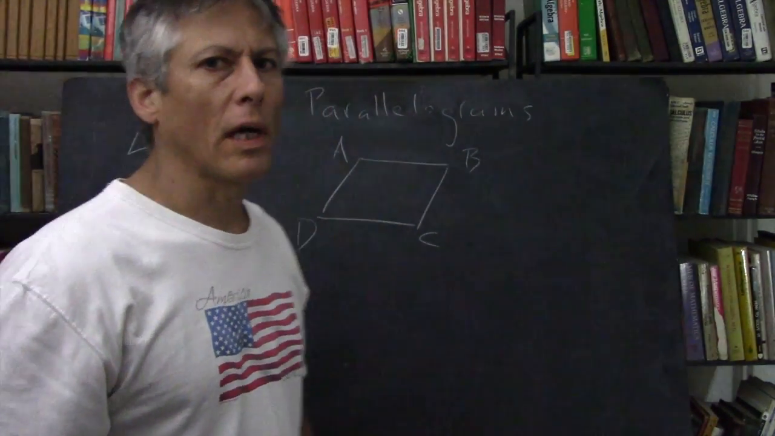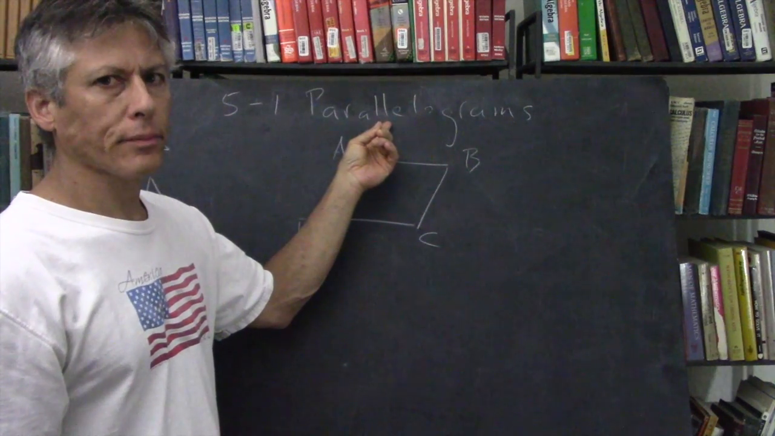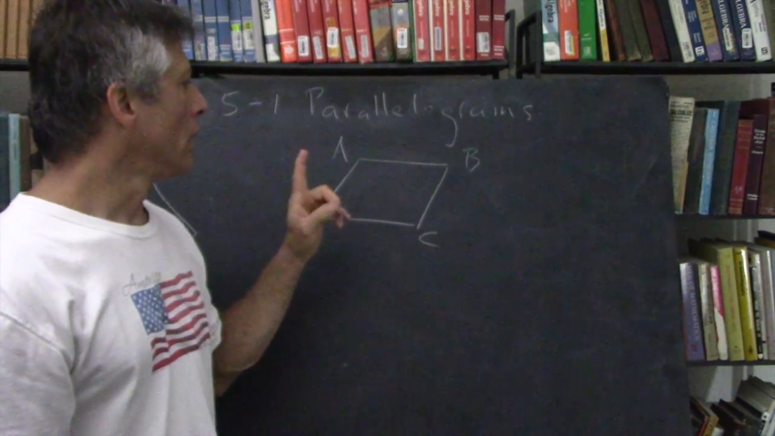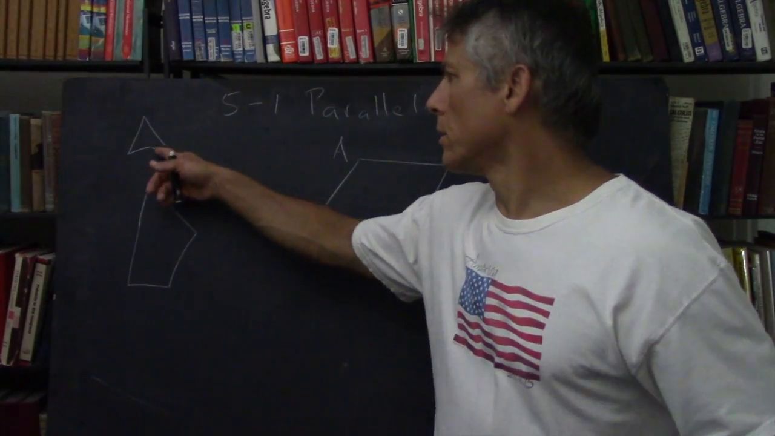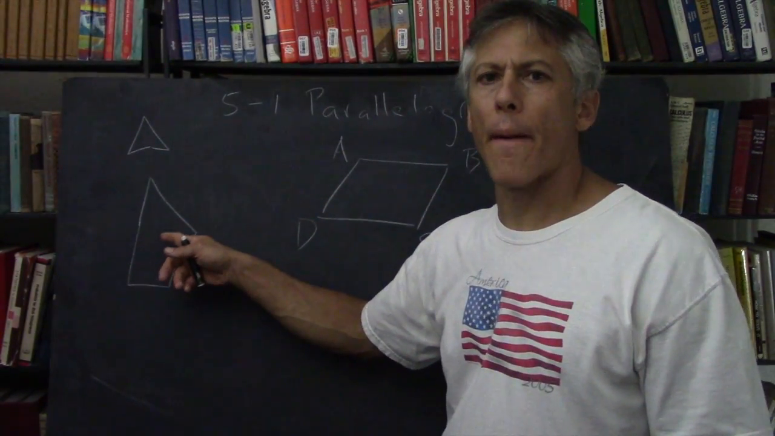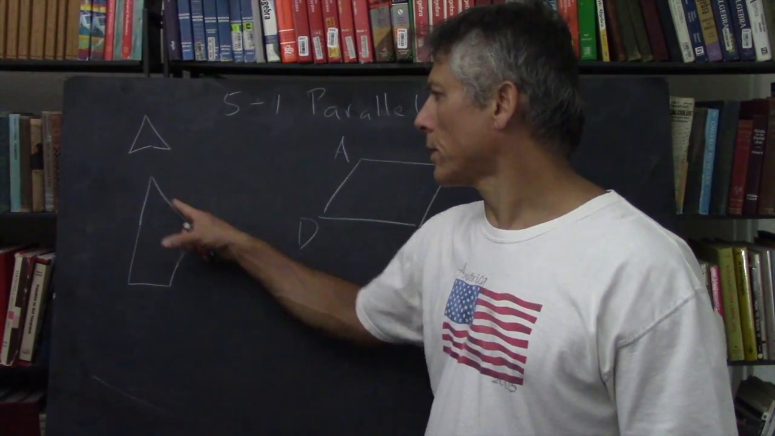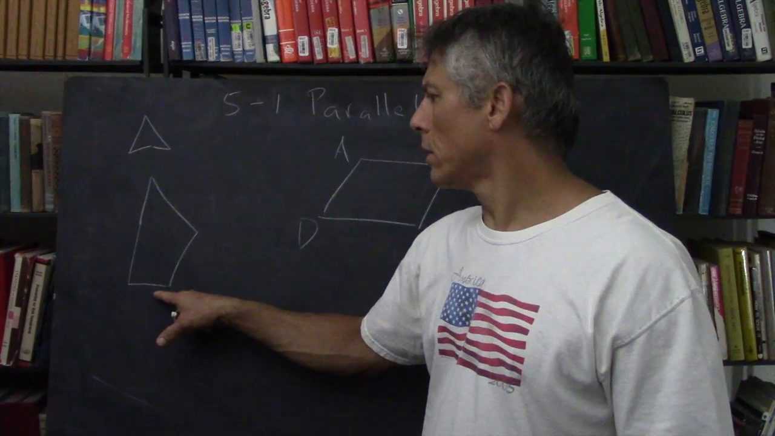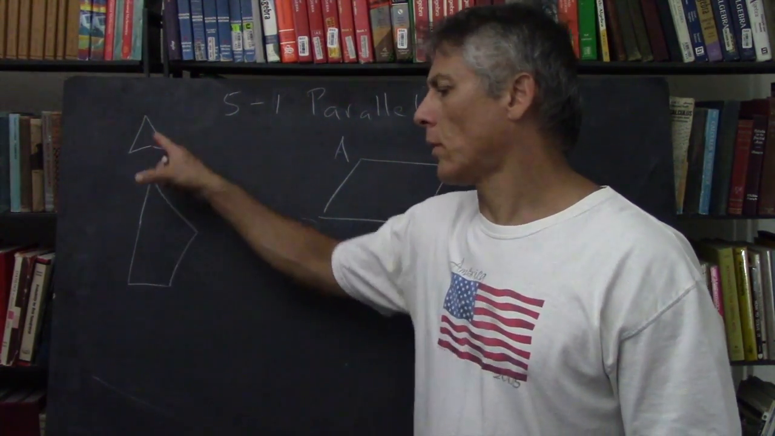Now in section 5.1 we're going to look at parallelograms. A parallelogram is a quadrilateral. Remember, a quadrilateral is any closed, bounded, straight-sided figure. So if it's straight-sided, closed, four-sided, it's a quadrilateral. So these are quadrilaterals.